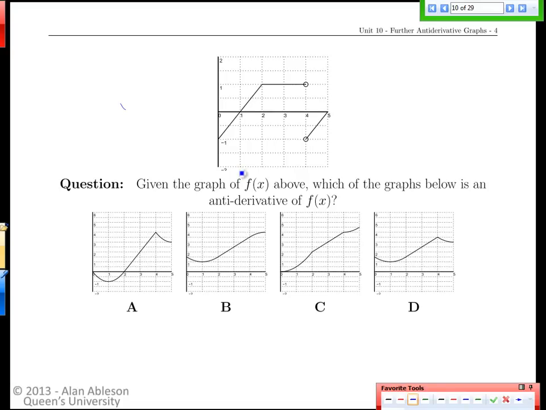Last but not least, here's a chance to test yourselves on this practice with a slightly more complicated function. Notice there's a discontinuity here. So we're going to call this f of x this time, and we're going to go back to the terminology of capital F of x. And just ask yourself, which of these graphs down here could be the antiderivative of the little f graph? We'll pause for a few seconds and then take a look.